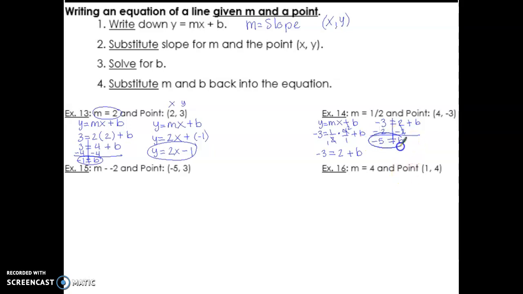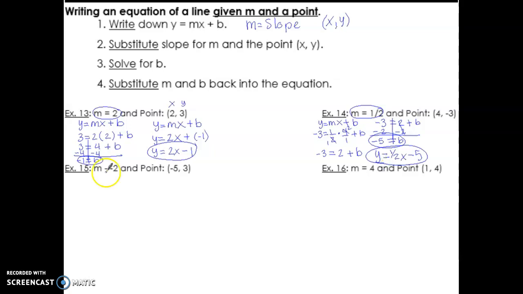So now we have our b, we have our m, and we can replace that in our equation. Y is equal to m, 1/2, times x, and my b is -5. So I'm just going to write -5. So y is equal to 1/2 x minus 5.